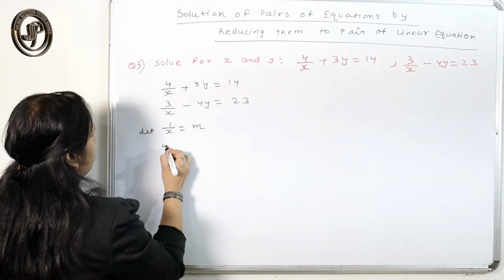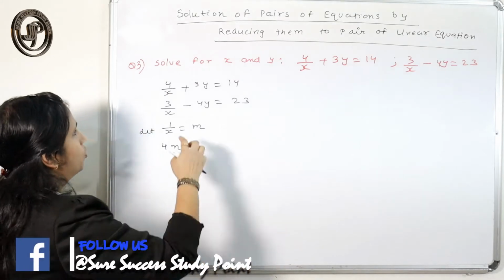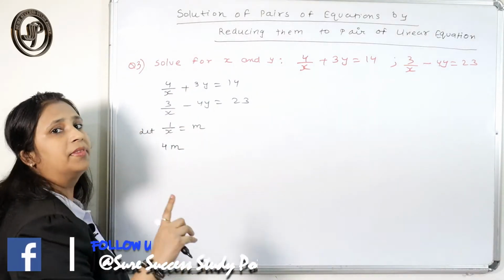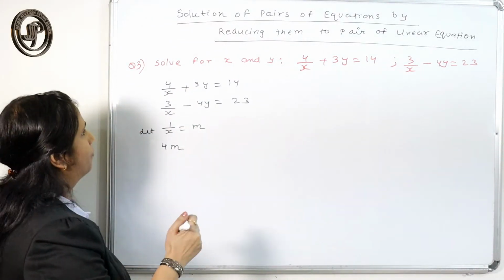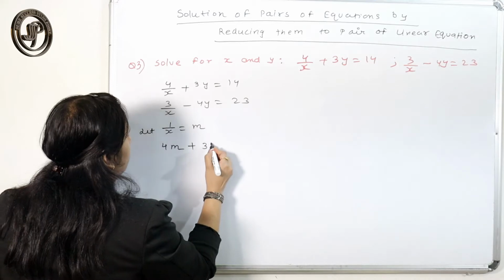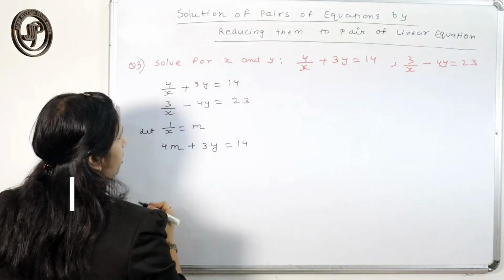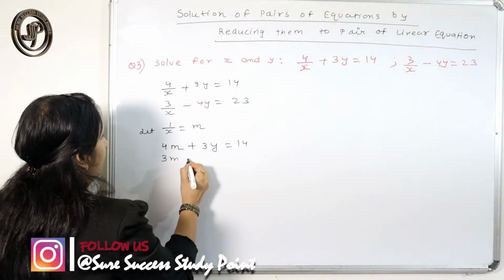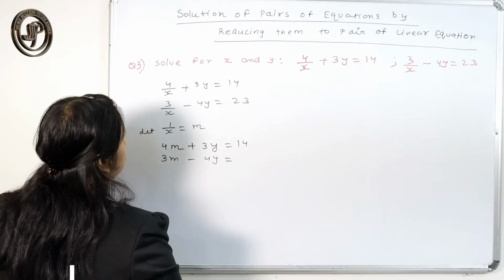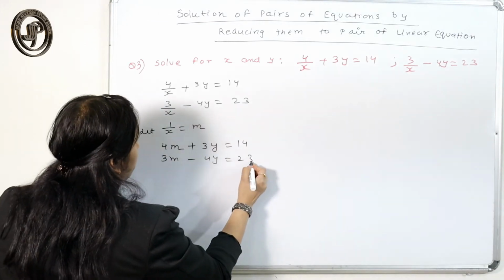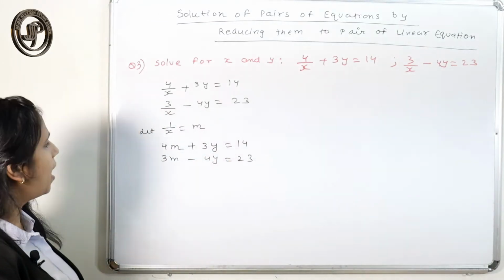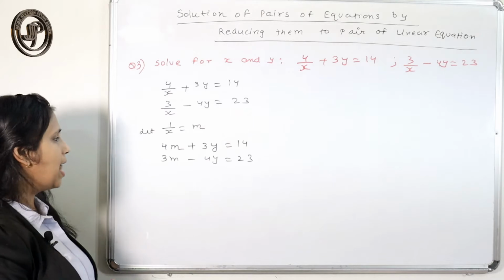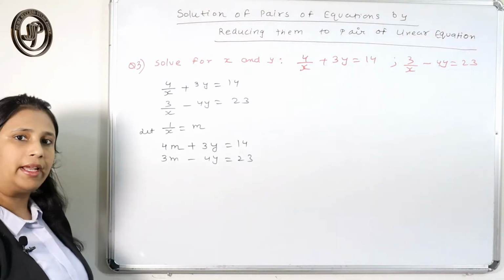Now if you substitute 1 by x as m, then it becomes 4m plus 3y is equal to 14, and 3m minus 4y is equal to 23. Now I have to eliminate one of the variables.